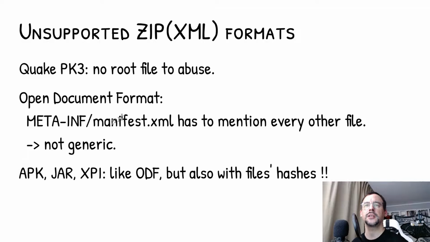Open document format, you have a manifest that mentions every other file, so basically you cannot make generic in advance. And APK, jar, and XPI. XPI is Firefox extension, if I recall correctly. It's even worse. Not only does it mention every other file, but it also mentions the hashes. So it's totally not generic.